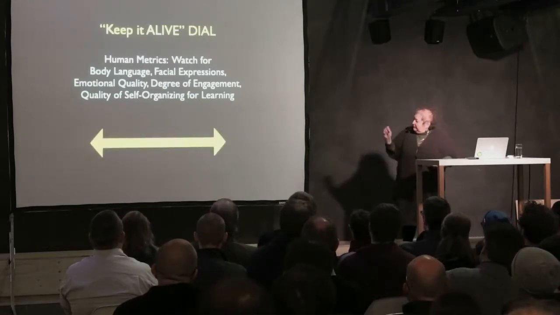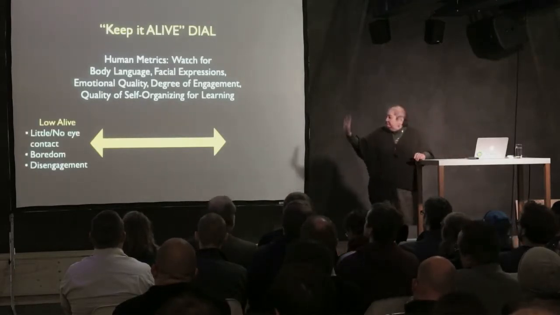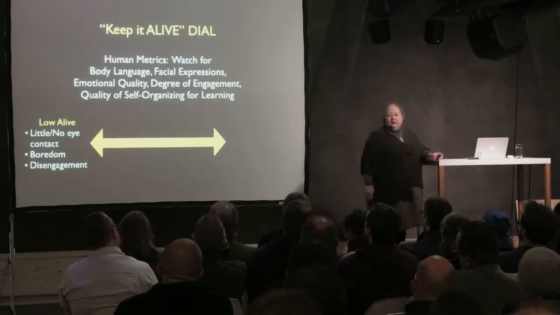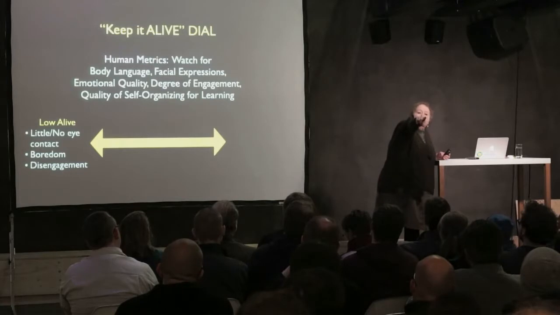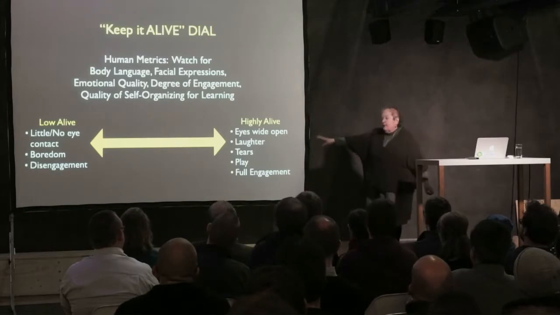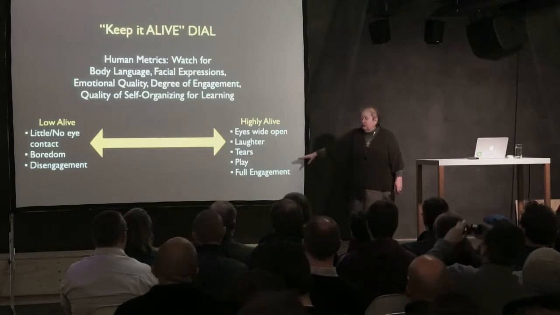So we make a little continuum here, a slider. Think of that as a slider. And on one end is no eye contact. People seem bored. People are disengaged. They may be falling asleep. It's late. Way back there, if you doze off, right? Or are their eyes wide open? Are they laughing? Are they crying? Are they emotionally engaged? Is it playful? Do you see that leaning forward with shiny eyes that really shows you full engagement, right?